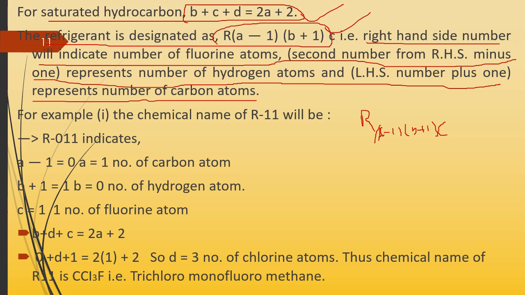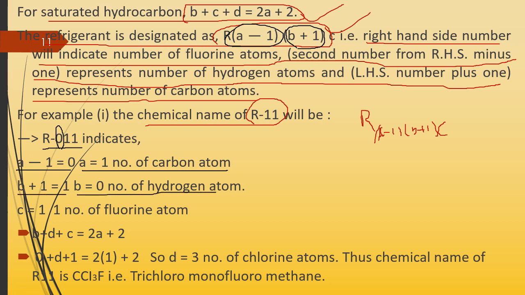So what is A, what is B, what is C and what is D is known to us. Now if you want to know the chemical name of R11, let us find it out. R11 means we can write R011. Now A minus 1 equals 0, so A equals 1, which means the number of carbon atoms is 1. Next, B plus 1 equals 1, so B is 0, so hydrogen atoms are 0. Third, C equals 1, so the fluorine atom is 1. So A is 1, B is 0, C is 1.